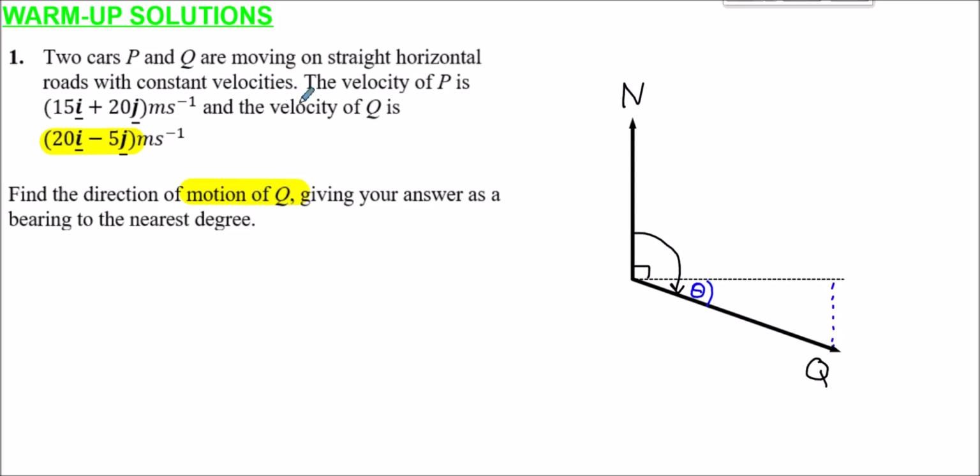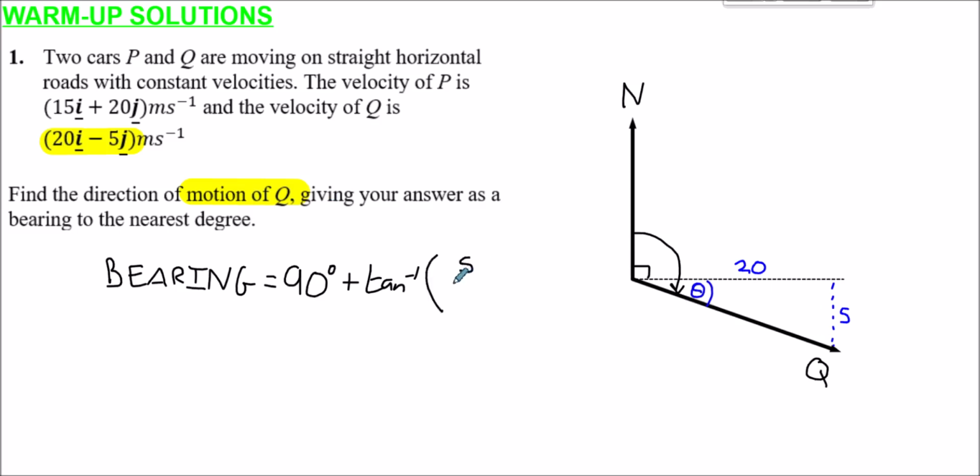Using what we know about the direction of Q, it's 20 along and 5 down, and so the magnitude of this line would be 20, and we can call this one 5. This has now dropped into being a fairly simple trig question. The total bearing is going to be this 90 degrees plus theta, which we can work out using trig. So the bearing, cutting to the chase, is going to be 90 degrees plus tan minus 1, because you know the opposite and the adjacent, so tan minus 1 of 5 over 20. We can work this out pretty easily.